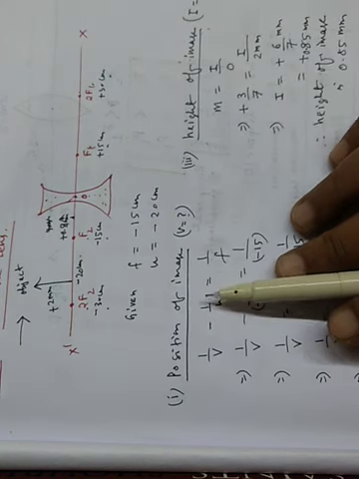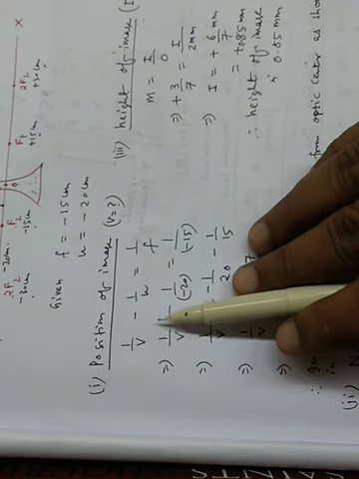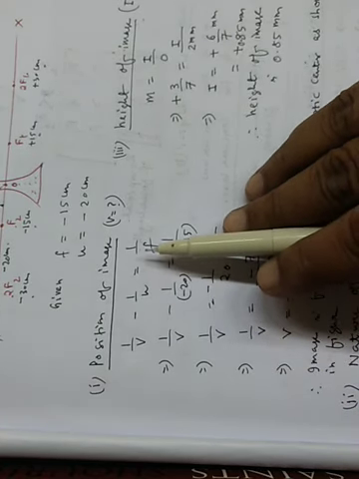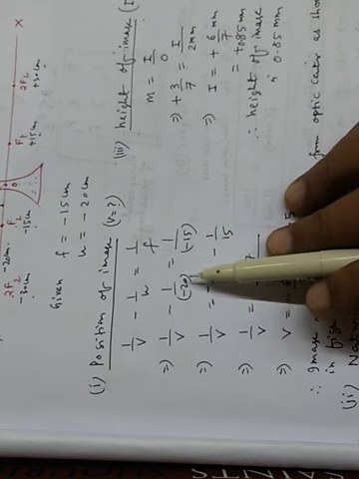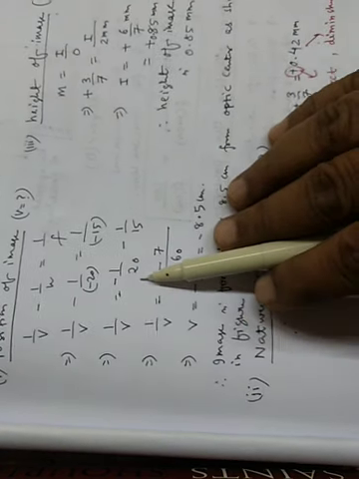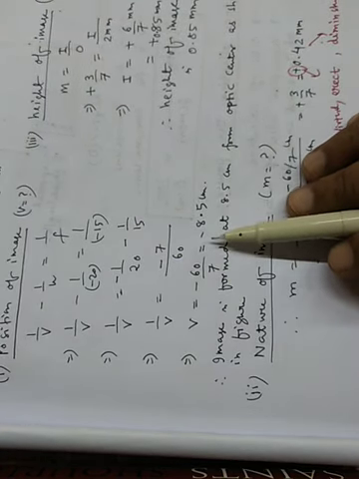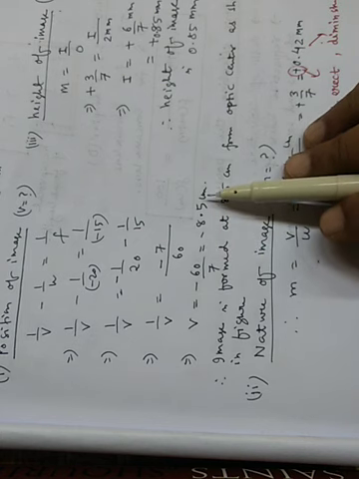Now we have to calculate the position of the image. Here you see we are using the formula 1 by v minus 1 by u is equal to 1 by f. Input data u and f are put here with appropriate sign convention. Then we solve the problem. The image distance is calculated as minus 60 by 7 or minus 8.5 centimeter.